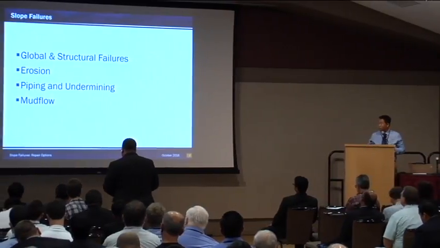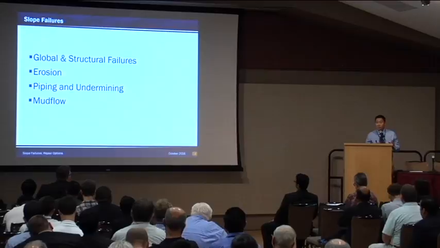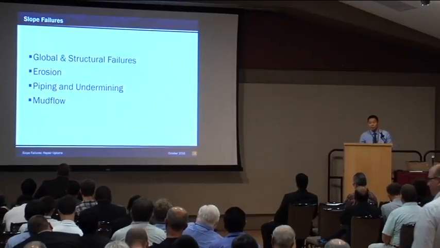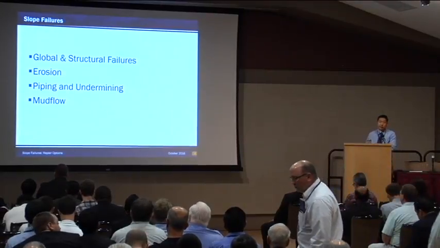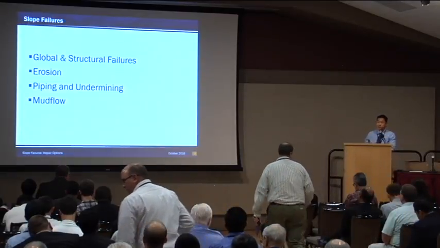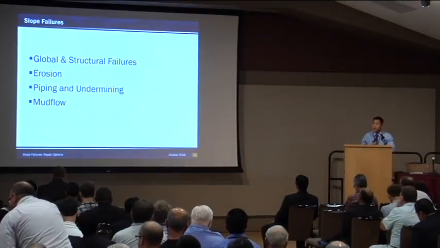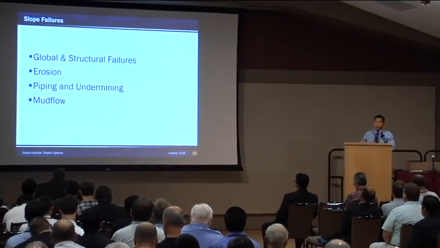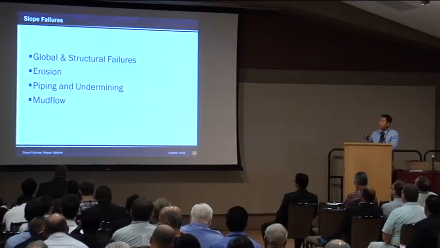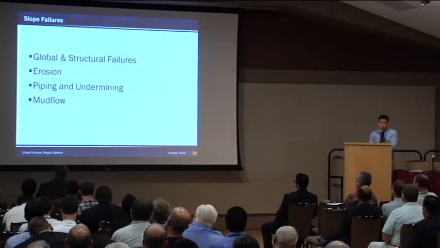Okay. Although this is not like a textbook classification, we can classify the slope failure into four major categories. This is going to be very helpful in terms of construction or maintenance. To give you a little hint: the global and structure failure, the erosion and piping, the undermining, and the mud flow.